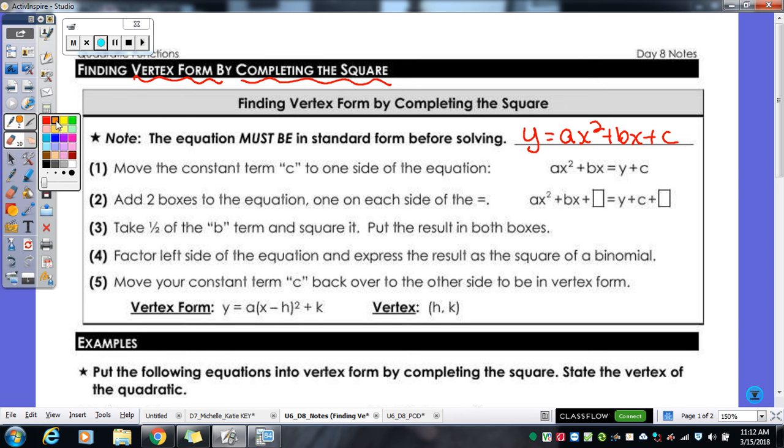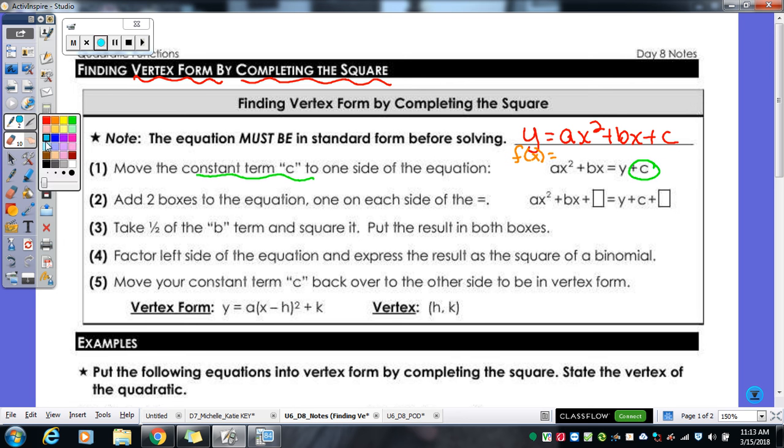Sometimes instead of a y, you may see function notation, so it would just be f of x equals instead of y equals. But it still needs to be ax squared plus bx plus c. So that still needs to be in order. Just like in completing the square to solve, you would first move your c term over. So that's what I did there. Y is still there, but I moved that constant term over so that everything with an x is still on one side of the equal sign. Everything else is over on the other side of the equal sign.